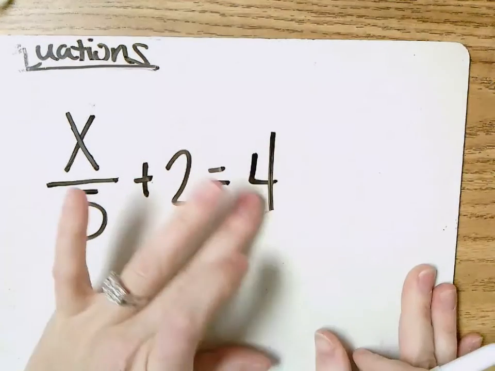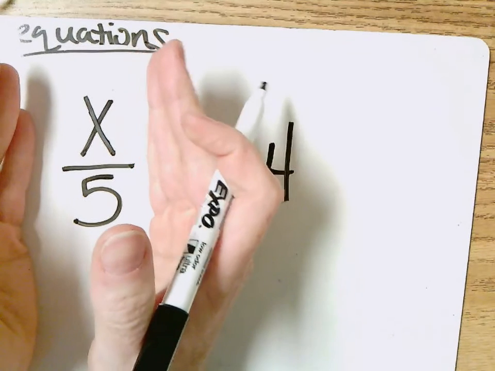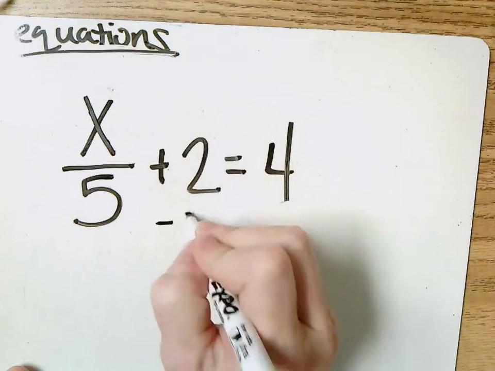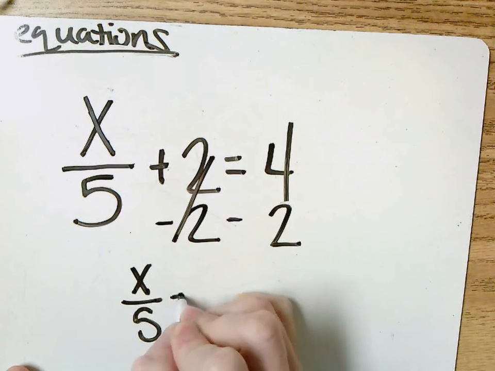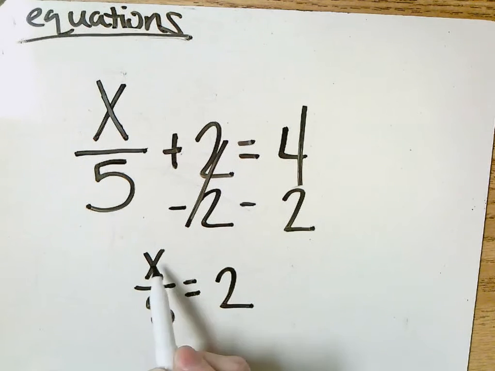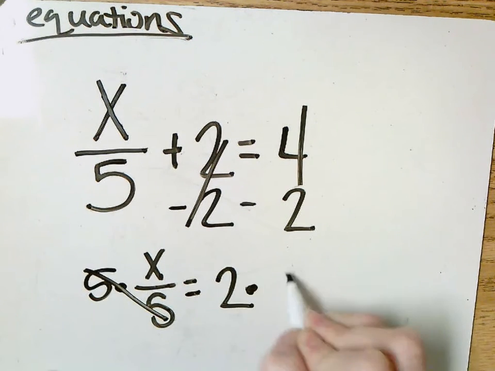Okay, let's look at this. Once again, this is the part that we did last year. Okay, so we want to do the new part, plus 2. So we're going to move it over first. So this is x over 5 equals 2. All right, and remember, this is x divided by 5, so we're going to multiply by 5 on both sides.